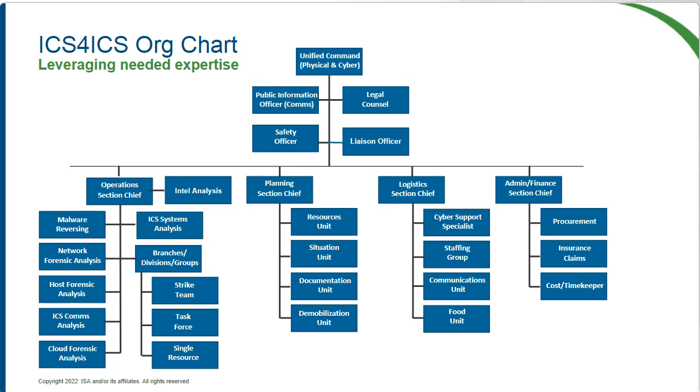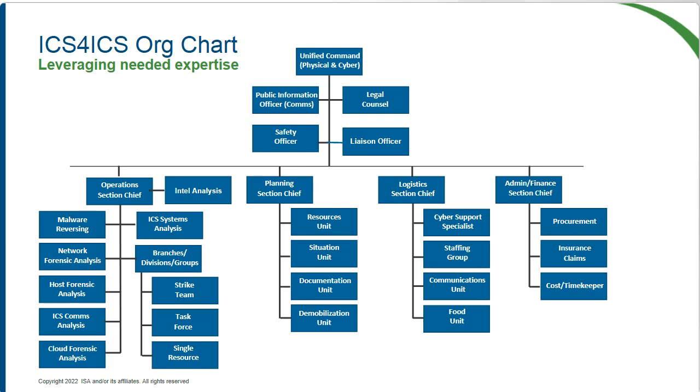And the intel analyst is going to provide intelligence. They'd probably be working with the DHS organization and with others, the vendors, to understand the intelligence information that they can get and feed into that organization to get this thing resolved quickly. You may or may not need each of these other section chiefs. You decide based on the scope and magnitude of the incident.